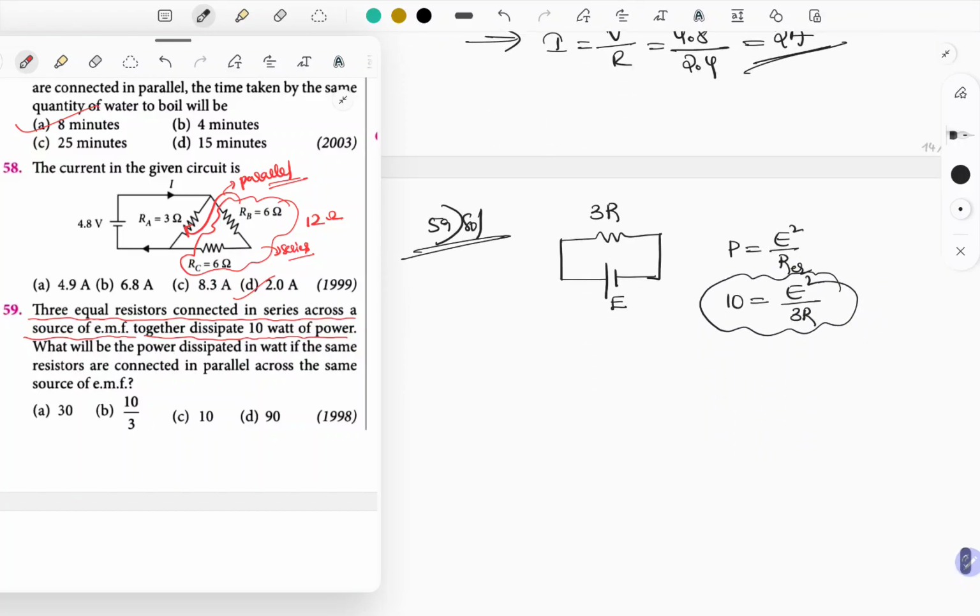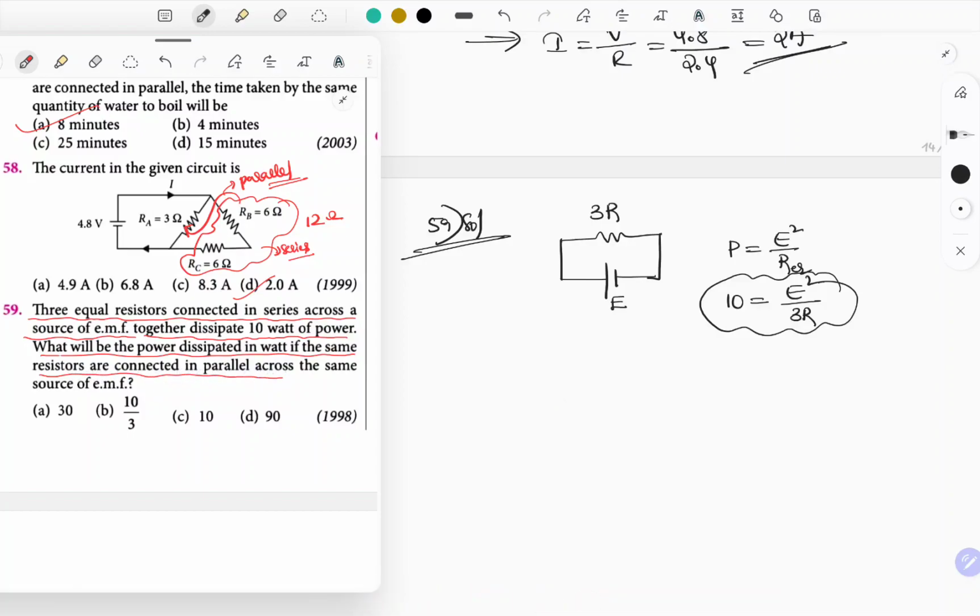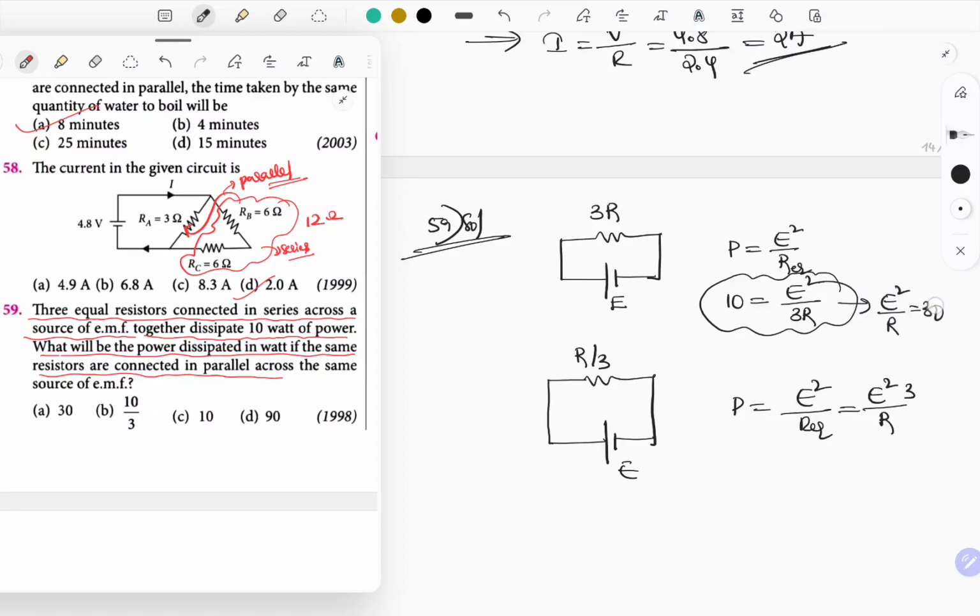Okay, so let's try for the other case. What will be the power dissipated in watt if the same resistors are connected in parallel across the same source? So if the resistors are connected in parallel, then their equivalent resistance is going to be R by 3, as they are equal resistors. So same EMF. So power is equal to E square by R equivalent, right? Which is replaced as E square divided by R by 3, right? Then what's E square by R from this? E square by R is equal to 30.